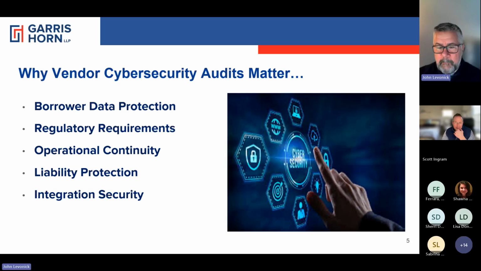So obviously, the audit is vital. You're all here. You understand that the audit is vital. But the bottom line is, as a financial institution, you have an obligation to protect your consumer data. You have an obligation to not only protect the consumer data, but comply with your regulatory obligations.